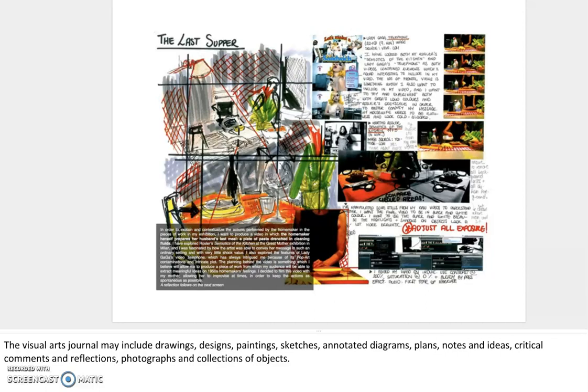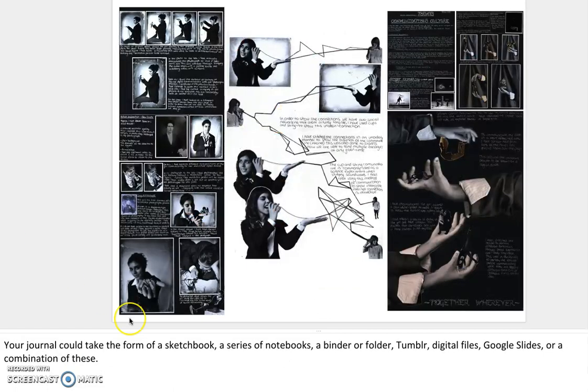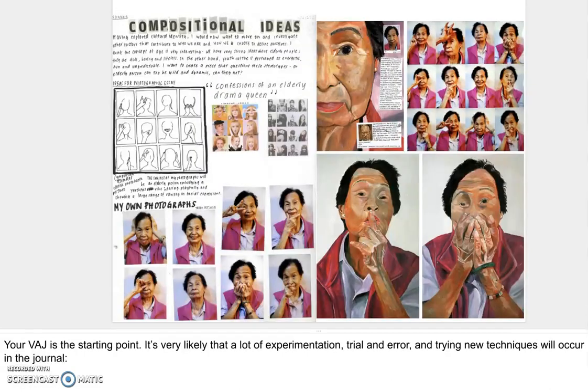And if you're wondering what can go into your journal, the answer is that you can put drawings, designs, paintings, sketches, annotated diagrams, plans, notes and ideas, critical comments and reflections, photographs, and collections of objects. Your journal could take the form of a sketchbook, a series of notebooks, a binder, a folder, Tumblr, digital files, Google Slides, or a collection of these. It's really your choice, whatever serves you well, and whatever you can keep organized and access easily.